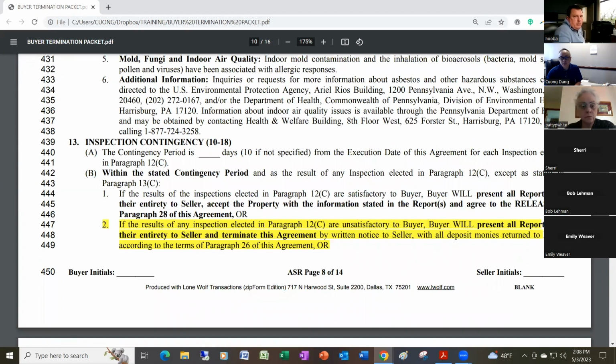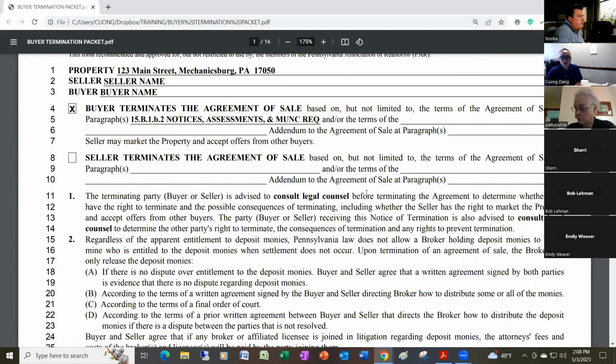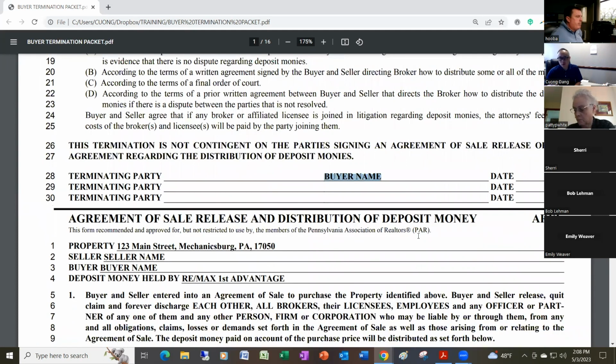So let's go back to the top here. After that, you have the terminating party sign. See how it says terminating party. It doesn't say buyer or seller. It's the terminating party, which in this case, I have down buyer name because it's the buyer. And date. Then right below this form is the agreement of the release and distribution of deposit money.